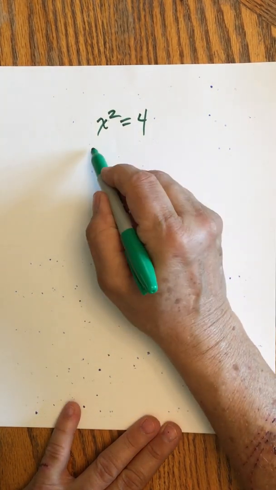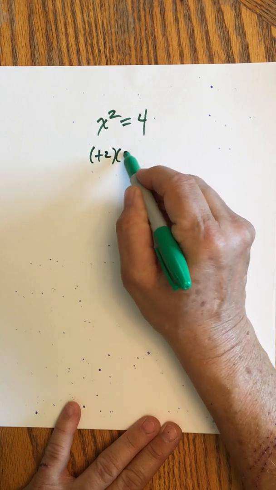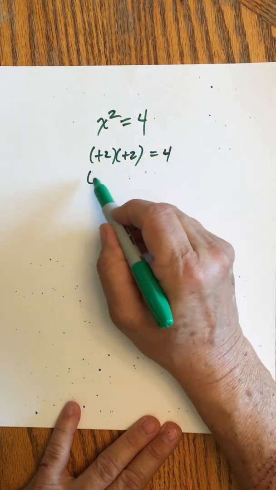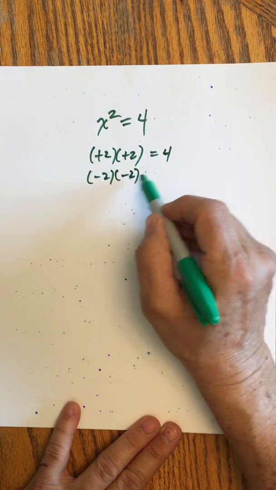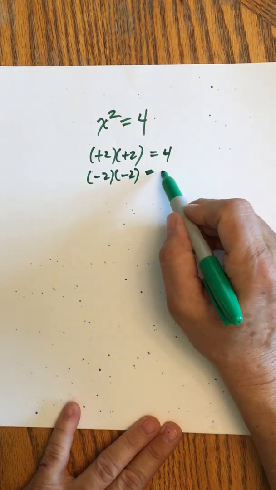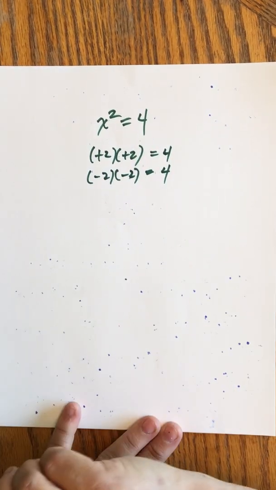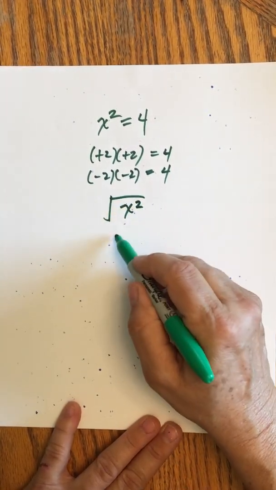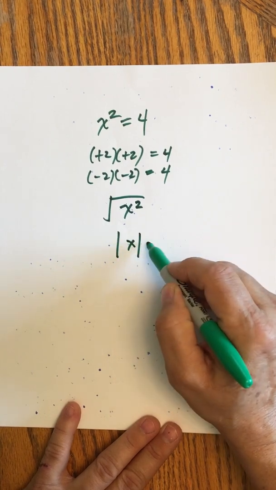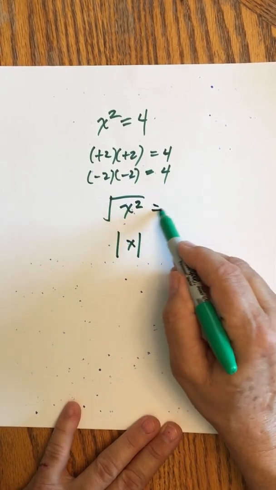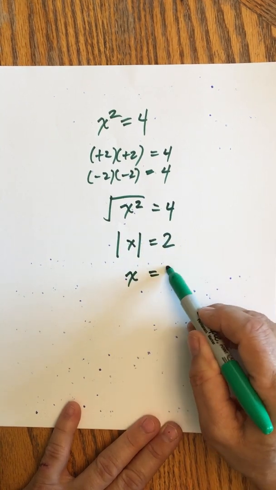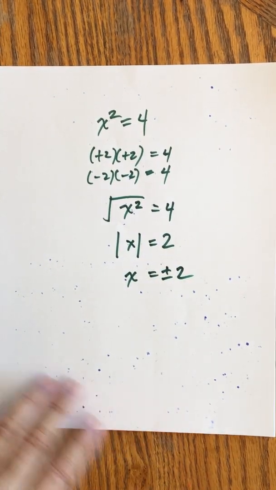Well, technically, you don't know if it was a positive 2, because positive 2 times positive 2 is 4. Or you don't know if it might have been negative, because a negative 2 times a negative 2 is also 4. Both would work. So that's why when you take the square root of something squared, you must put it in absolute value. And then, to remove the absolute value, you say, oh, okay, that means it was either positive or negative. Okay? All right.